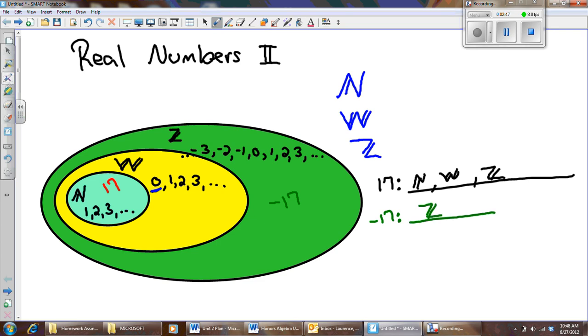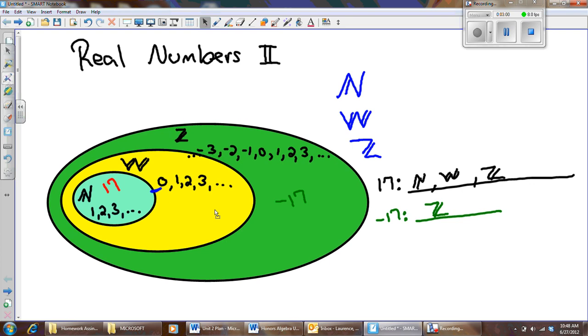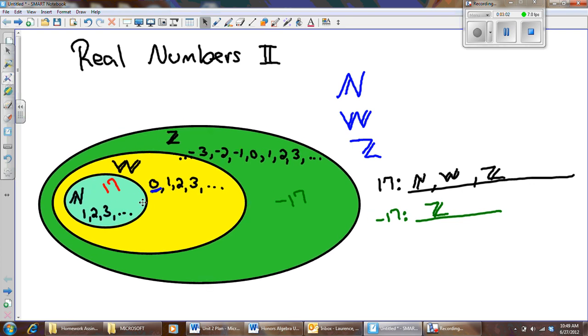After today, I'll put a couple other things down, but as far as you know right now, it's very important to understand that concept. Notice that the -17 is not surrounded by the yellow circle or by the blue circle. It's only in the green circle.